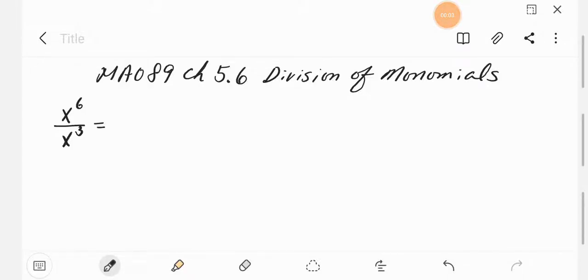MA089, chapter 5.6, division of monomials. Okay, let's consider this example. This is a fraction. This means x to the 6th power is divided by x to the 3rd power.